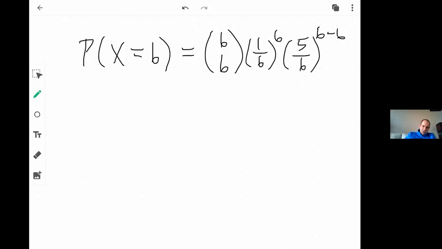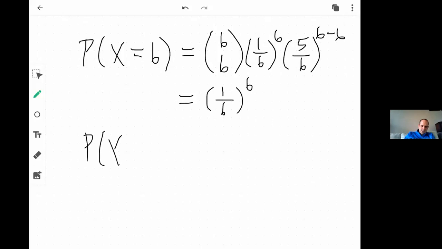Okay, so this is kind of easy. 6 choose 6, that's just 1. It's going to be 1/6 to the 6th and 5/6 to the 0. So this just ends up being 1/6 to the 6th power. That's clear that it should be the answer, because each die would have to show a 1. What's the probability that the first die shows a 1? A 6th. The second, a 6th. And you just multiply those 6 factors of 1/6 together.